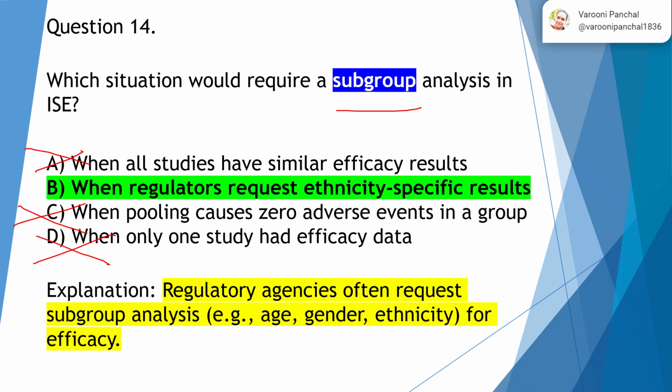So the correct answer is when regulators request ethnicity specific results. If the regulator is asking you to perform any ad hoc request or any additional information that they want, in those scenarios they can ask you to perform the subgroup analysis. Regulatory agencies often request subgroup analysis, for example age, gender, ethnicity for the efficacy. So the correct answer is B.